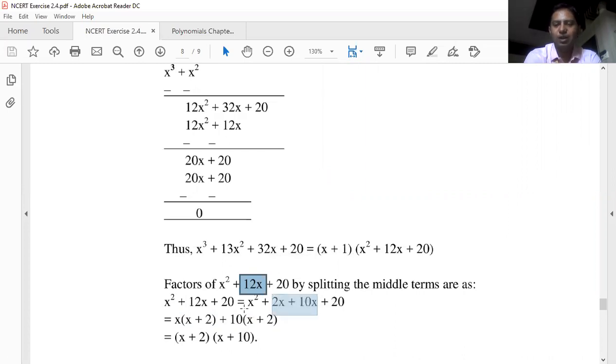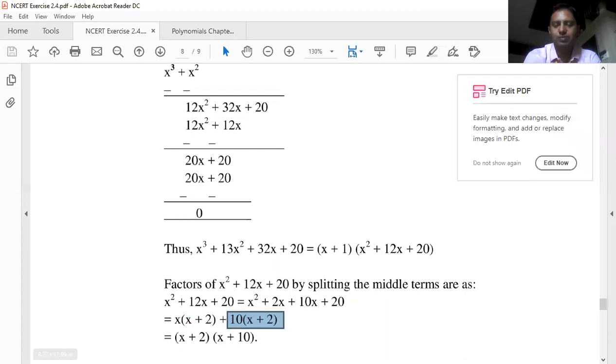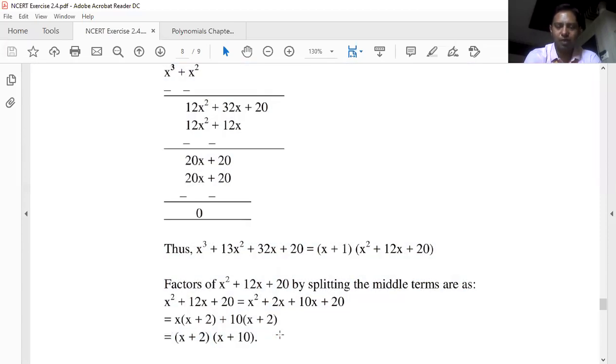After this, we'll take x common from the first two terms. After taking x common from these two terms, we'll get x into x plus 2. And in the last two terms, we can take 10 common. While taking 10 common, we'll get 10 into x plus 2. Here we have x plus 2 common in both the terms. So with x plus 2 common, we are left with x from the first term and 10 from the last term, that is x plus 10. So these are the two factors of the polynomial after middle term splitting.